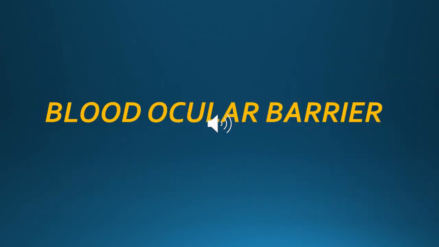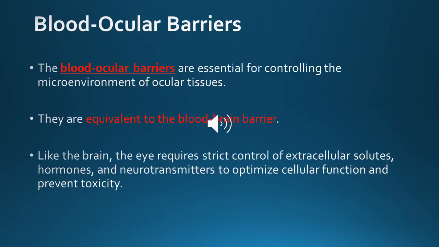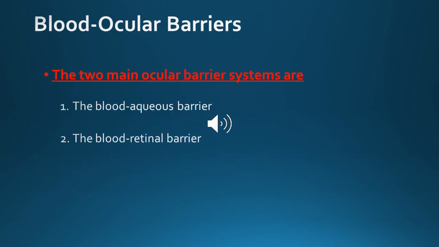Blood-ocular barriers. The blood-ocular barriers are essential for controlling the microenvironment of the ocular tissues. They are equivalent to the blood-brain barrier. Like the brain, the eye requires strict control to optimize cellular function and prevent toxicity. The blood-ocular barriers are formed of the blood-aqueous barrier and the blood-retinal barrier.